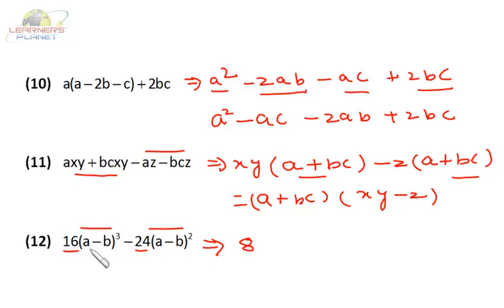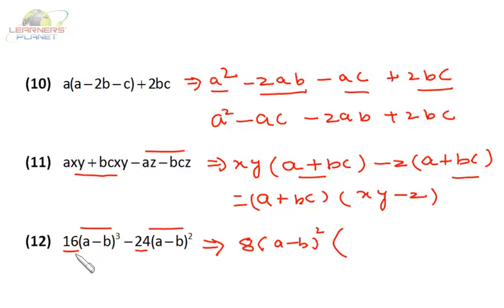Now what is the HCF of a minus b whole cube and a minus b whole square? If you are confused at this stage, you can take a minus b as any other number, maybe x. So it is x cube and it is x square. Now what will be HCF of x cube and x square? It will be x square. And what x square is? It is a minus b whole square. So we can take a minus b whole square as common.